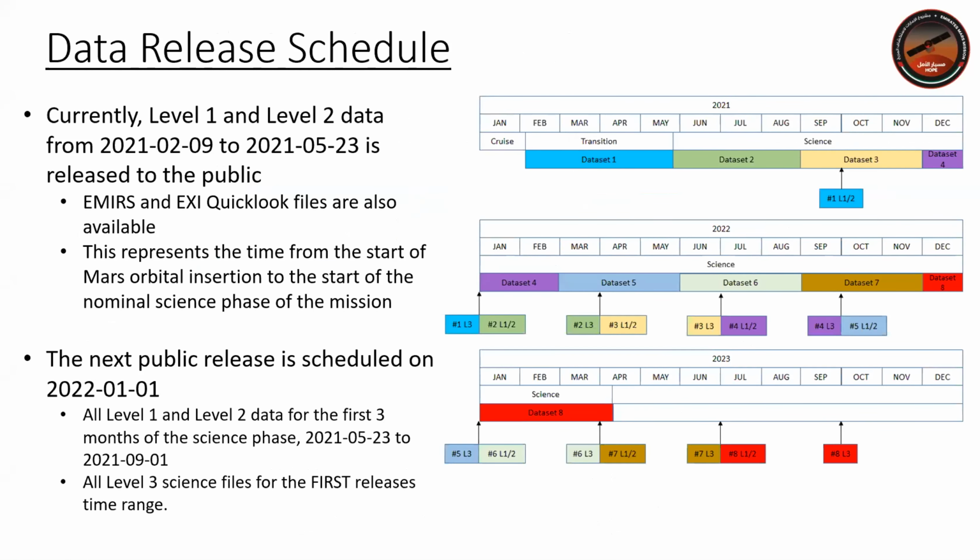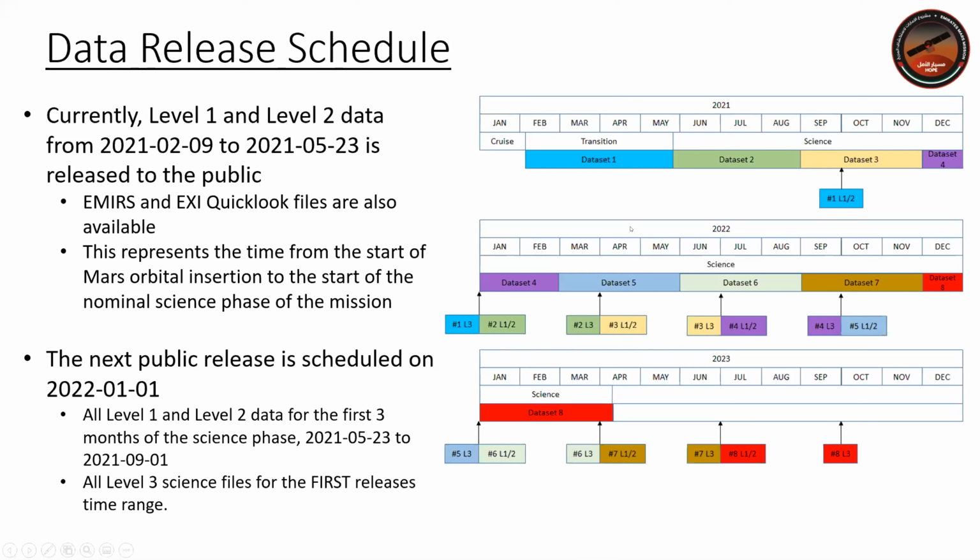Okay, so what time range of the data is released? As Hessa already said, the data that's available right now is level 1 and level 2 data from the start of MOI, Mars Orbital Insertion, to the start of the nominal science phase of the mission. So that is February 9th to May 23rd of this year.